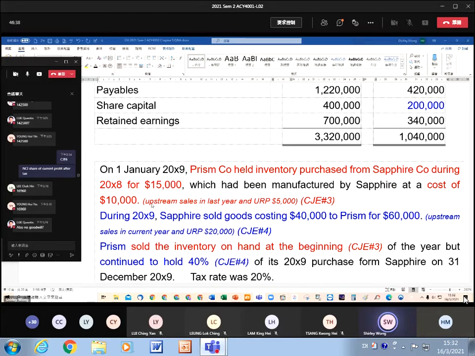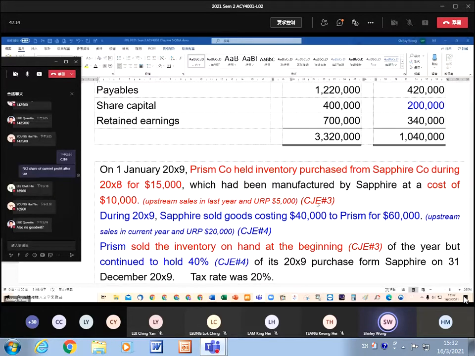And then I will immediately write it down. It is an upstream sale because the holding company holds the inventory. That means they purchased from the subsidiary. Therefore, it is an upstream sale. And this upstream sale happened last year because now it's 2009. So it happened in 2008. And then there is an unrealized profit. So the original selling price is 15,000. Now the cost of goods sold is 10,000. When you do some calculation here, that 5,000 represents unrealized profit. So this happened in 2008.